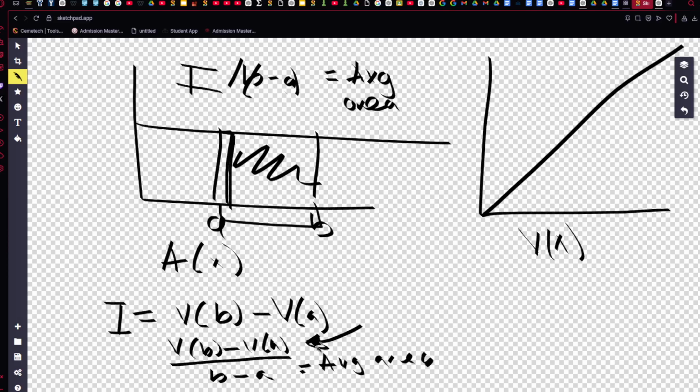Now we're just going to change our minds and completely forget about acceleration. So remember that we have this velocity function here. Let's take a point b and a. Subtracting these two, v of b and v of a, will give you the area, of course. And dividing it by b minus a will give you the slope.